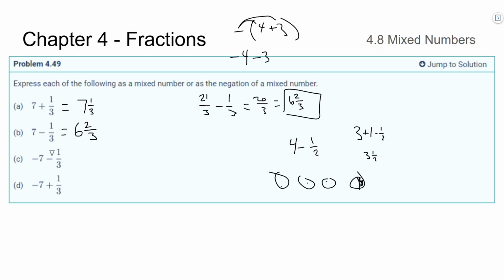So instead of distributing, we can factor out that negation. So -(7 plus 1/3). And now we just do our parentheses. We know that's just 7 and a third, and it's going to be negative because we have this negation on the outside. So -7 and 1/3.